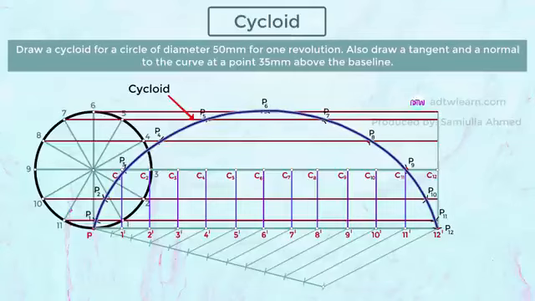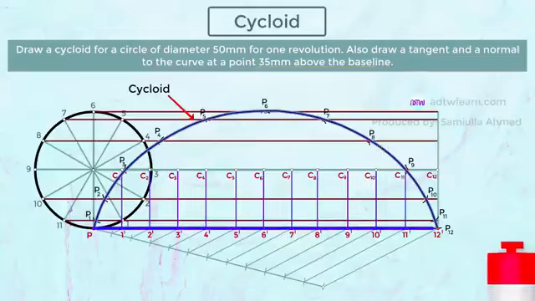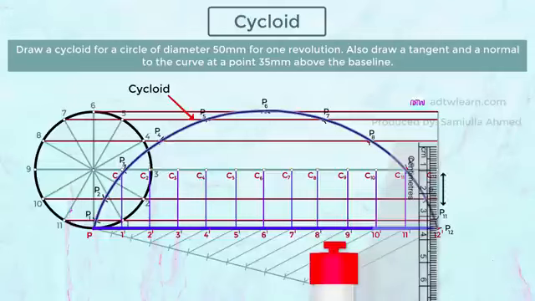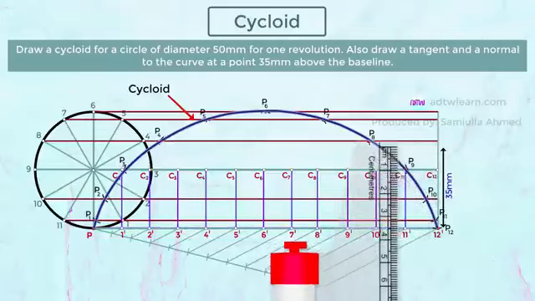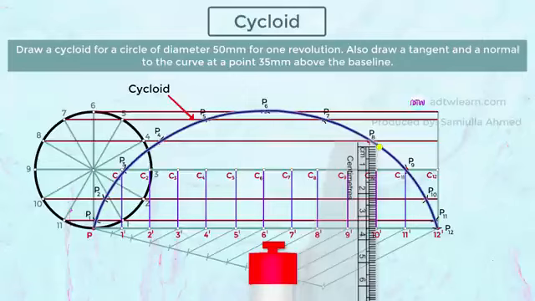The next part is to draw a tangent and a normal to the cycloid, at 35 mm above the baseline. So, to draw a tangent we need to mark a point 35 mm above the baseline. Take a roller scale. This is the 35 mm length. Now move the scale so it is touching at this point. Mark this point as the M point.